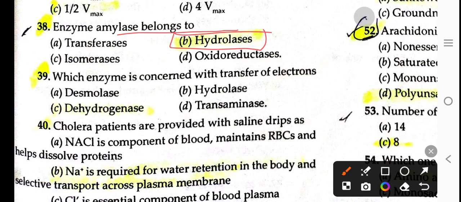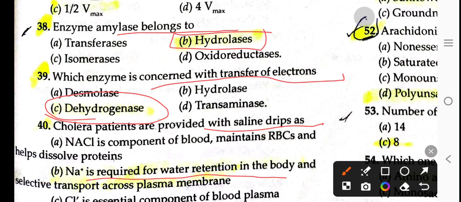Which enzyme is concerned with the transfer of electrons? So it is dehydrogenase. Option number C is the right answer. Next, cholera patients are provided with saline drips as sodium is required for water retention in the body and selective transport across the plasma membrane.